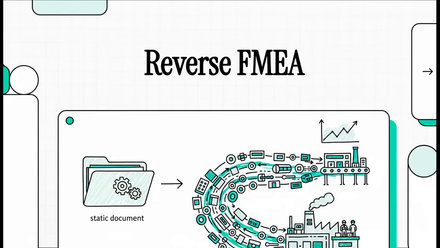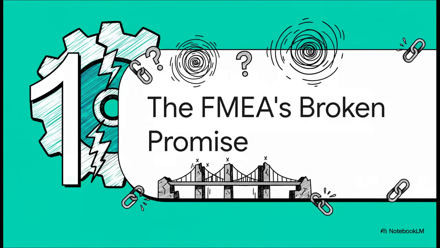You know that one document in manufacturing, the one that's supposed to predict every possible failure before it ever happens? Well, what if most of the time it's just gathering dust in a binder? Today, we're going to talk about Reverse FMEA and how it transforms that static, forgotten document into a powerful, living tool that actually stops problems on the factory floor. All right, let's get right into it.